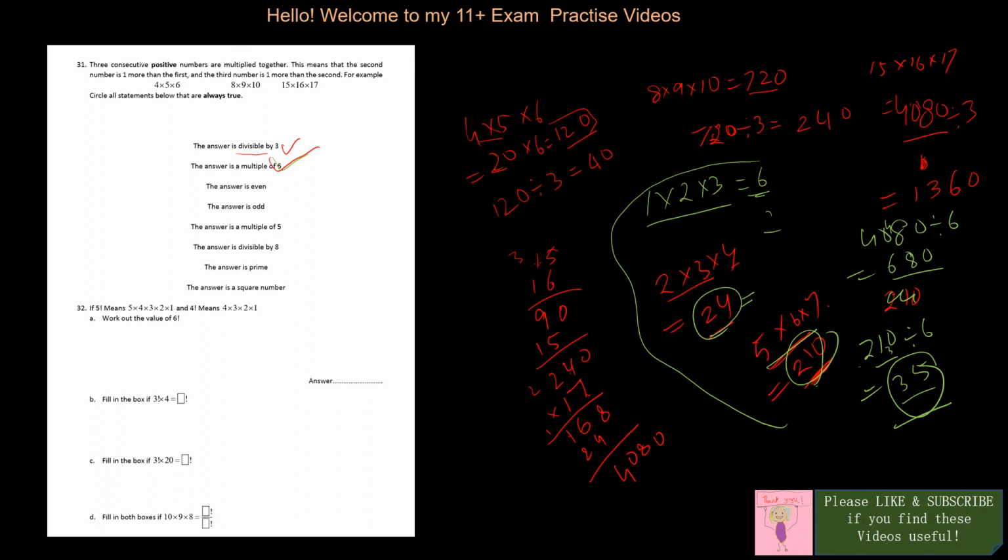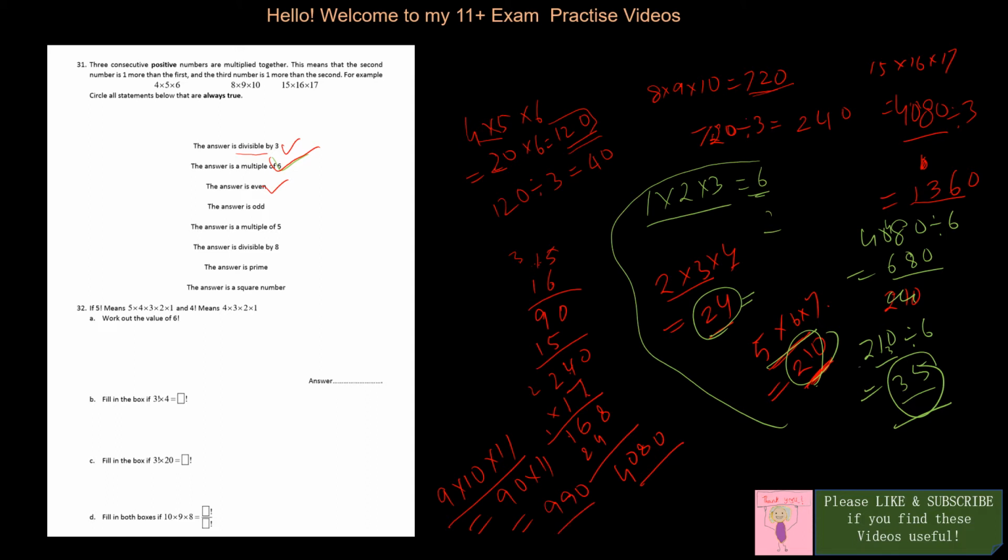The answer is even. Is it always even? If it is a multiple of 6, it has to be even. And the answer is even. It is even: 360, 210, 4080, 120, 720. If I do 9 times 10 times 11, I get 90 times 11, which is 990. That is even as well.